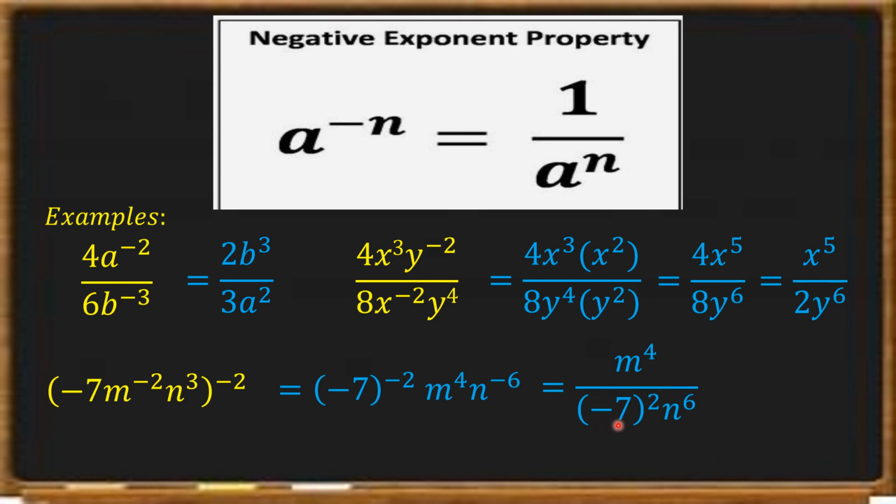But what is negative 7 squared? Sisimplify na natin to. Negative 7 squared is negative 7 times negative 7, positive 49. So, ito na siya. M to the fourth over 49 n to the 6. Okay, meron pa ba tayong masisimplify? Wala na, kasi ito m ang base, ito n. So, hindi natin pwedeng isubtract yung exponent nila. So, ayan na po yung pinaka-simplest form niya. Okay? So, yan po. Ginamit natin ang negative exponent property.